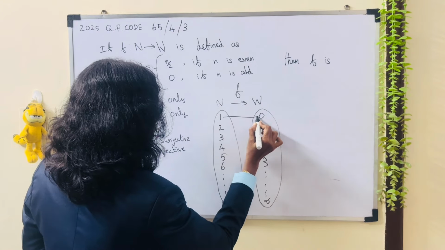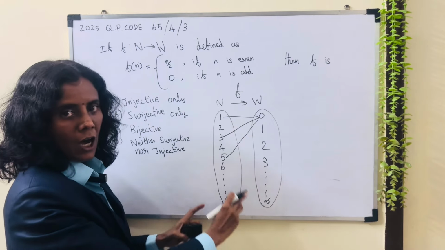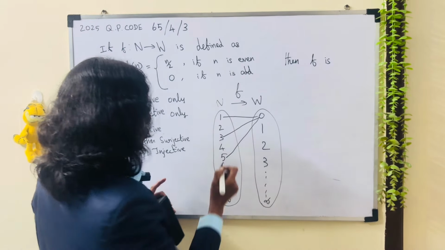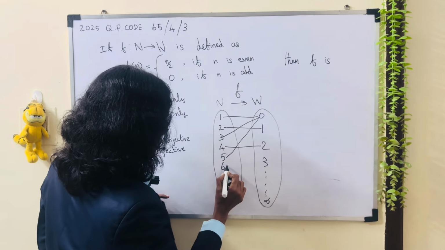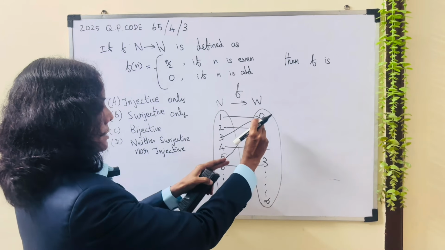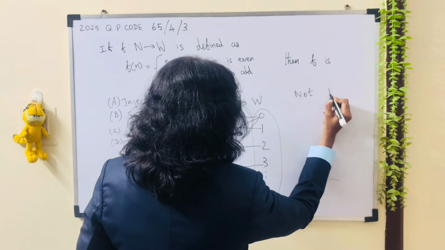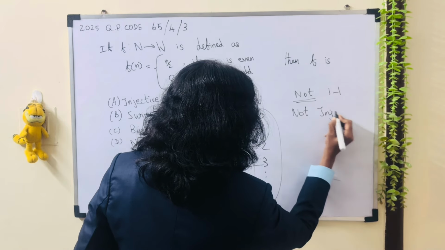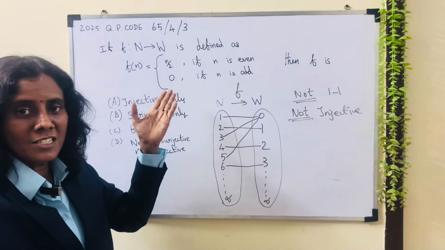So 1 ல இருந்து 0 போகும், 3 ல இருந்து 0, 5 ல இருந்து 0. So எல்லா odd numbersம் 0 போகும். n is even, f of n is n by 2. 2 na 2 by 2 na 1. 4 by 2 na 2. 6 by 2 na 3. அப்படியே போகும். இப்போ எல்லா odd numbersம் 0 போகுது. அதான் many to 1. So it is not 1 to 1, it is not injective. So option 1 is wrong.